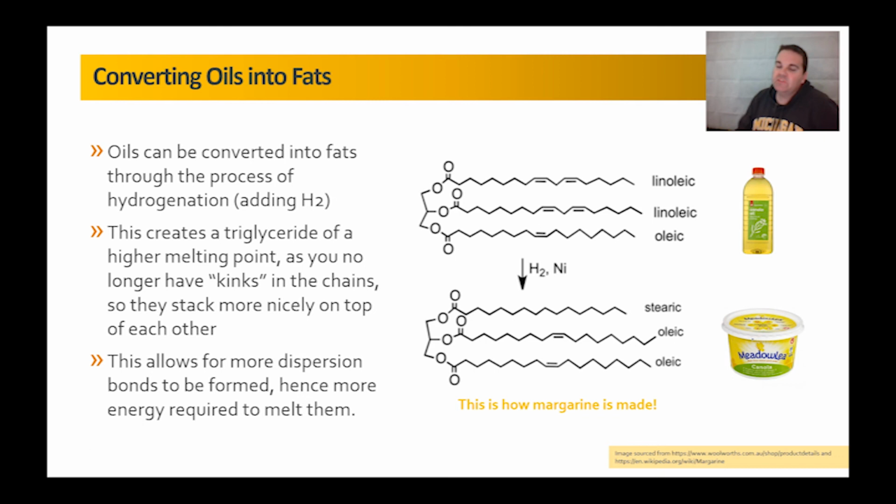Now, the reason we don't add across all the double bonds is, remember, this is a liquid because those chains don't stack nicely on top of each other. We add across some of the double bonds to increase the number of dispersion bonds, to increase the melting point, so we turn it into a solid. We don't add all of them across though, because if we added across all of the double bonds, we'd get a very high melting point solid, and it'd be really hard to spread. You want this as a solid which is soft at room temperature, which allows you to spread it over your bread. Otherwise you get really hard materials, which makes it really hard to spread. And so that's why you don't add across all the double bonds.